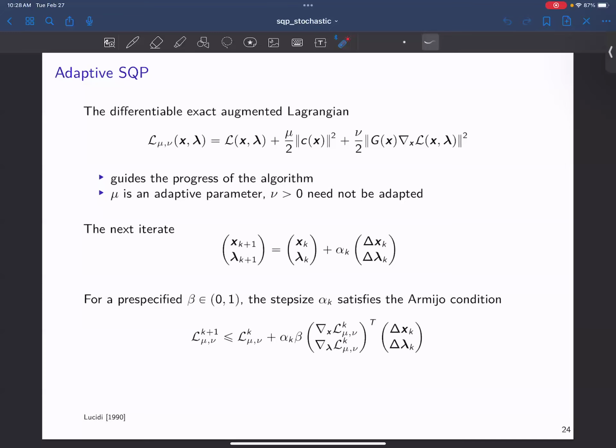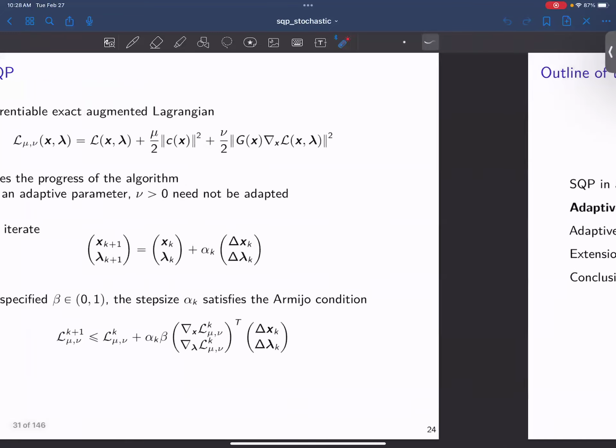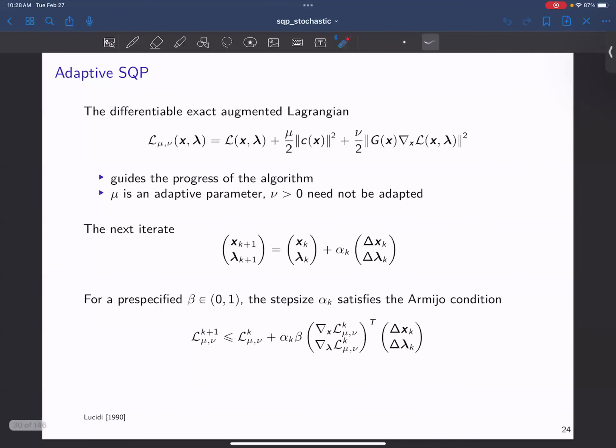So now one algorithm that we're going to be using as a blueprint for development of our stochastic procedure later was developed in this paper by Lucidi in 1990. And I'll show you next how this algorithm works in the stochastic setting. Okay, but this is roughly what the idea is.